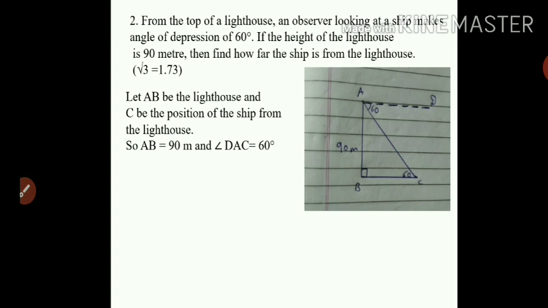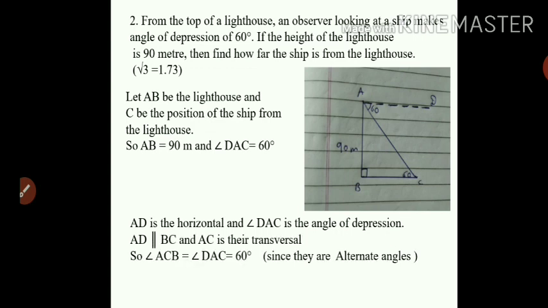Now this is by construction. What we have done, we have constructed AD, that is AD is horizontal and angle DAC will be the angle of depression. So here, when you consider the diagram, you can see line AD and BC are parallel and AC will be the transversal. So you can clearly see alternate angles are formed.